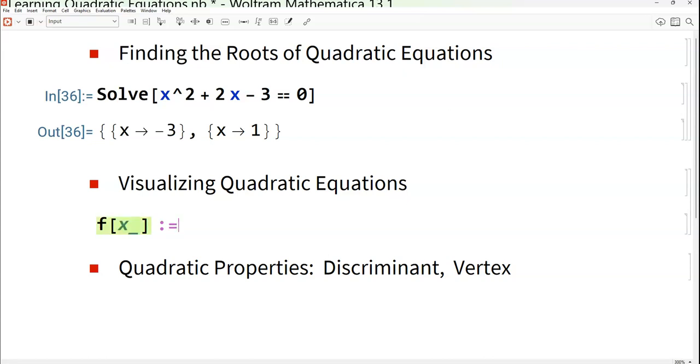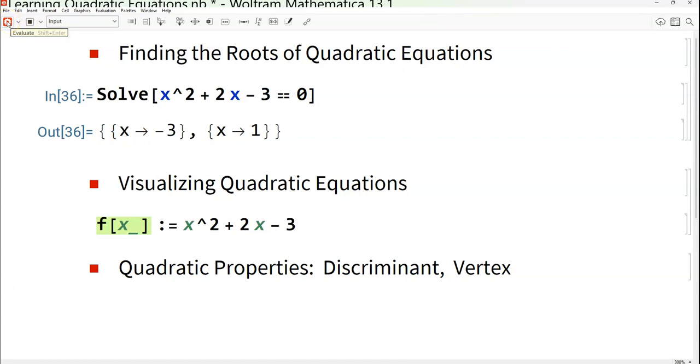So we would say, let's call our function f, and then we would have open brackets. As you can see, Mathematica uses brackets. And we have x underscore, then colon equals. And this will tell Mathematica, hey, we're defining a function. Whenever we say f of something, what we want to happen is that we want to take that something, square it, then double it and add that to the part that we squared, and then subtract 3. Right? That's what we want to do. That's our function. Let's run this function.